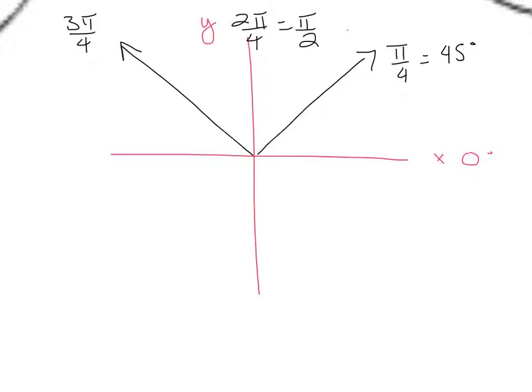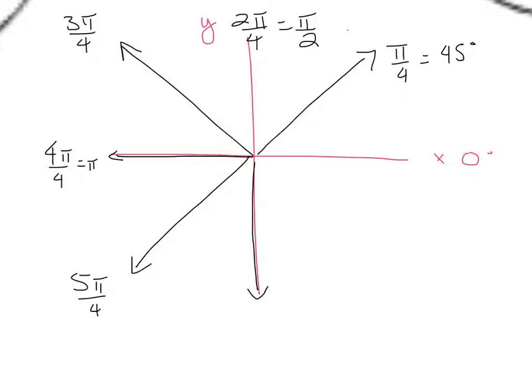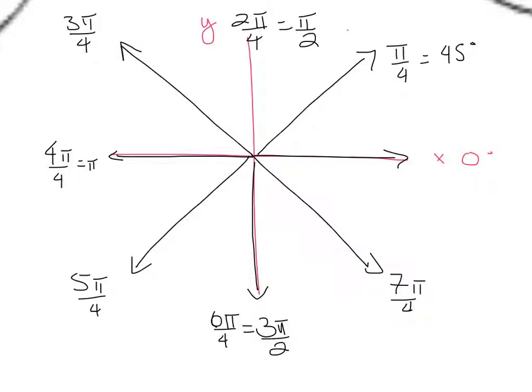Add another 1/4, we're going to get 4 pi over 4, which is equivalent to pi. Add another 1/4, 5 pi over 4. Add another 1/4, 6 pi over 4, which is 3 pi over 2. Add another 1/4, 7 pi over 4. Add another 1/4, and we get 8 pi over 4, which is equivalent to 1 rotation, 360 degrees, or 2 pi. This is a good trick to remember when we're doing concepts with the unit circle. So come back to this diagram to help you in the future.